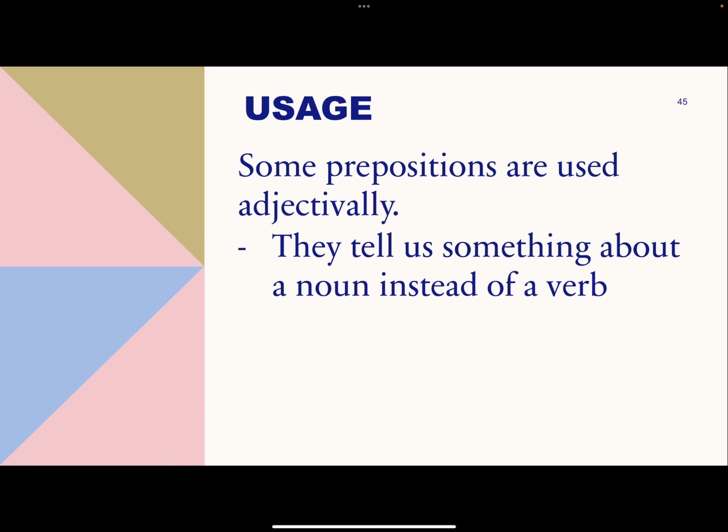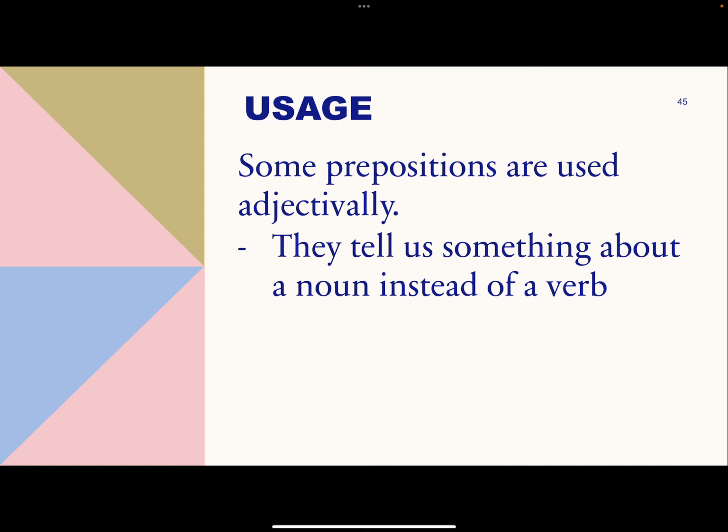So that's the main way that prepositions are used. Adverbially, you can just say, where are they living? Or how are they living? Or, when did they go? So it's telling us something about the verb itself.